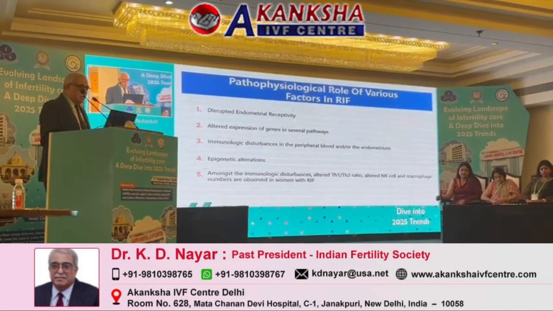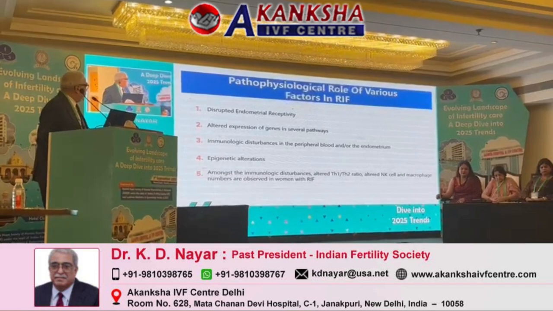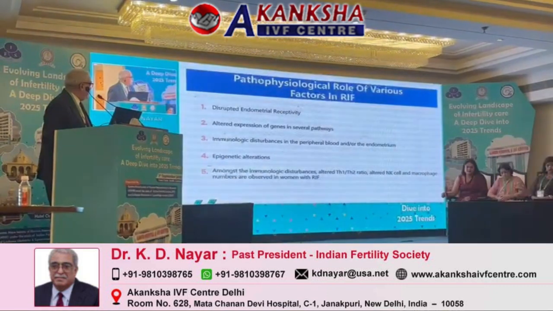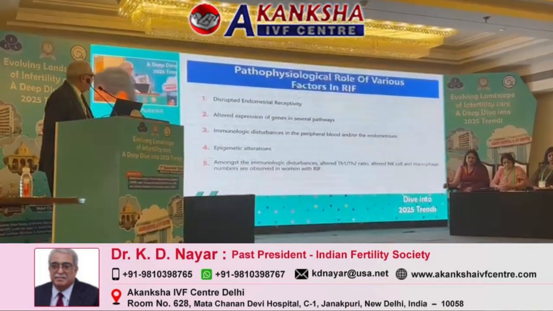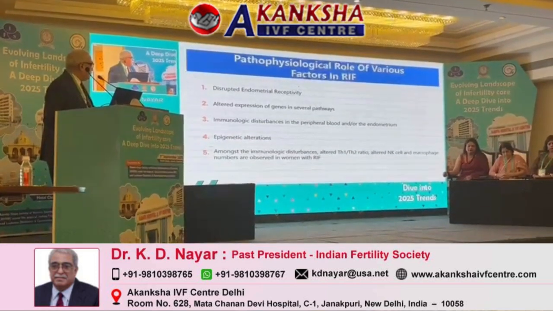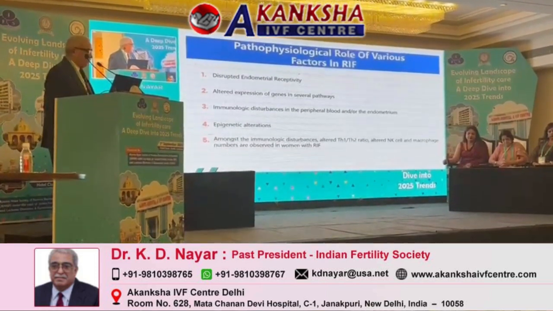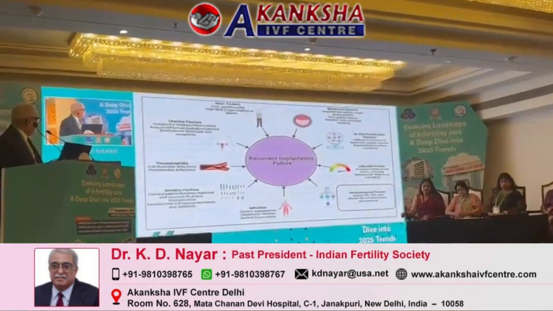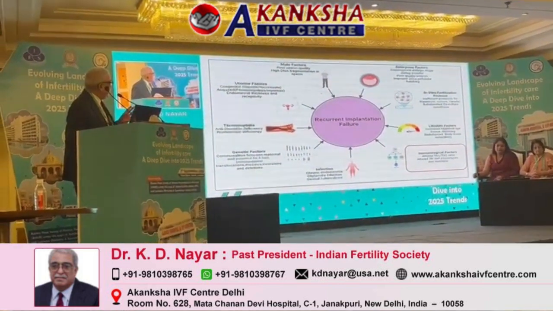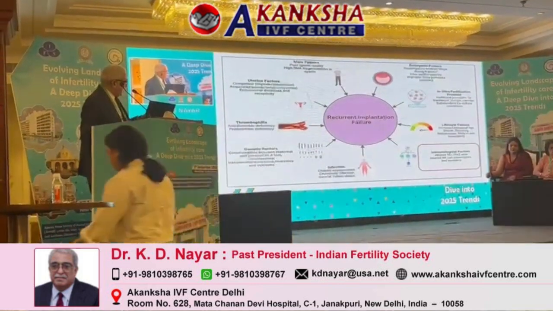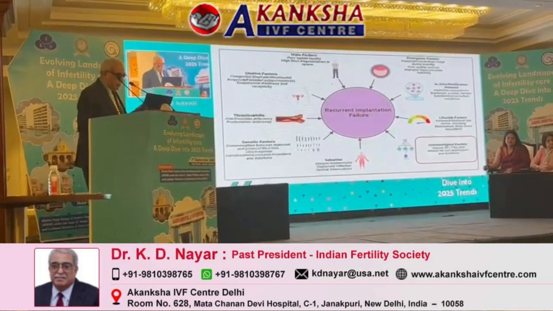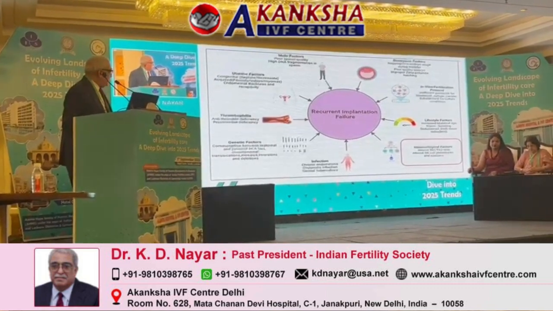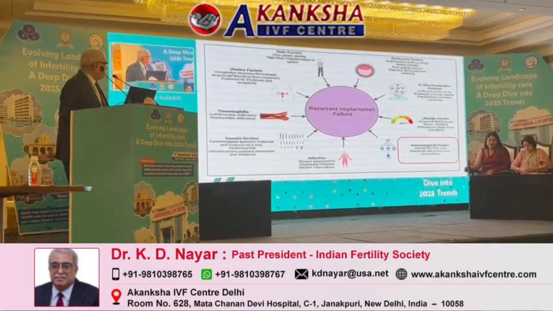The pathophysiological role of various factors in RIF: disrupted endometrial receptivity, altered expression of genes, immunological disturbance in peripheral blood, epigenetic alteration, and immunological disturbance like altered Th1 and Th2 ratio, and altered NK cell and macrophage numbers. The various factors in recurrent implantation failure are infection, genetic factor, thrombophilia, uterine factor, male factor, embryonic factor, and lifestyle factor, and lastly, what we are going to focus on is the immunological factor. Either there is an altered Th1-Th2 ratio, or there is an altered NK cell phenotype or number.